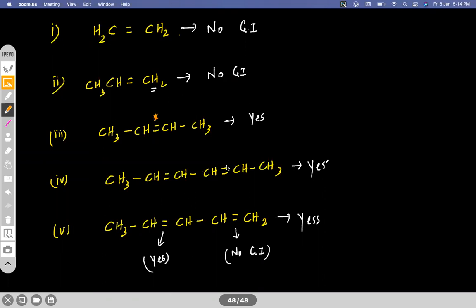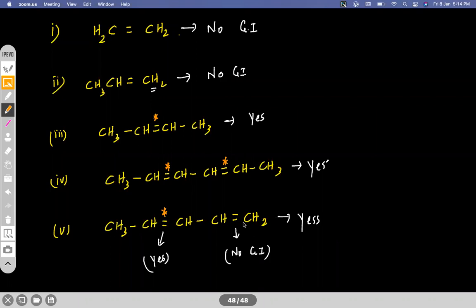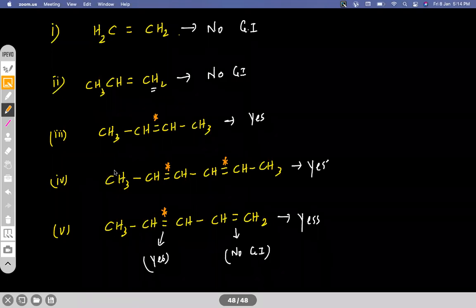In this, how many stereocenters do we have? Two, because across this it is possible, and across this also it is possible. In this one, we have only one stereocenter. This is not possible. If any one stereocenter is there, the molecule will show GI. Correct? So these are some very basic examples we have.